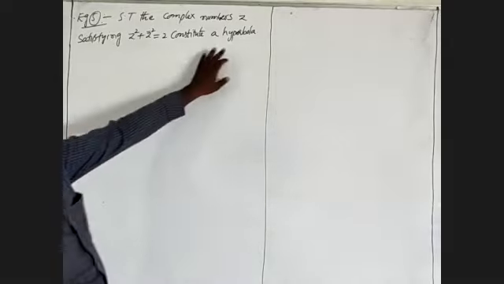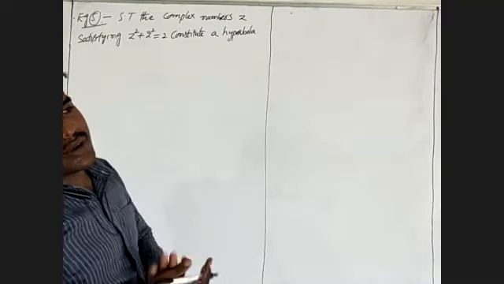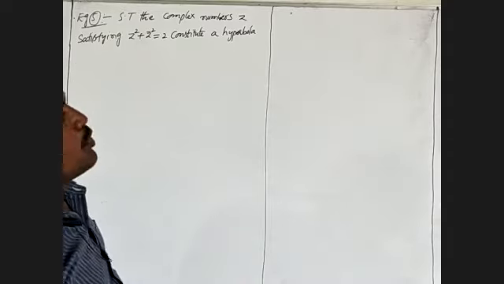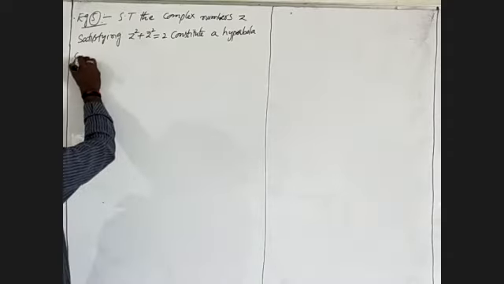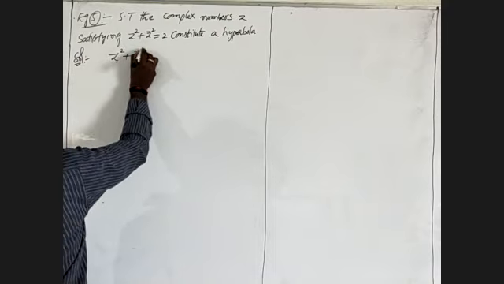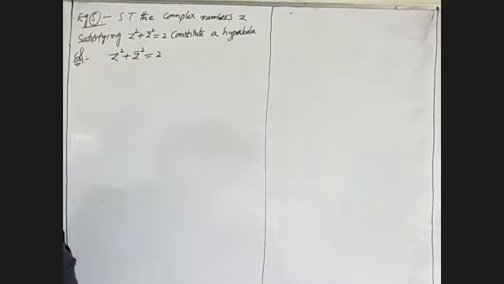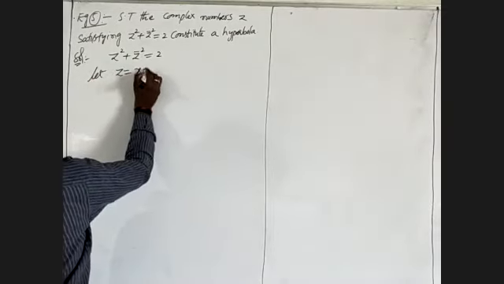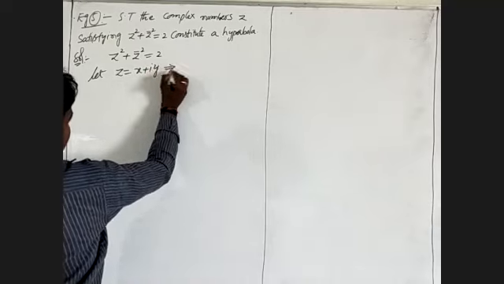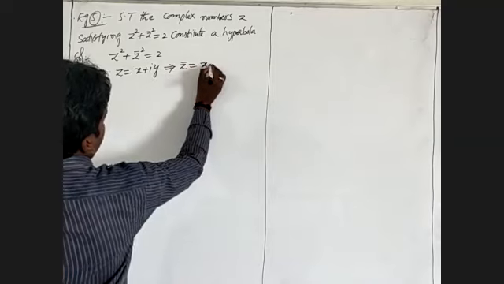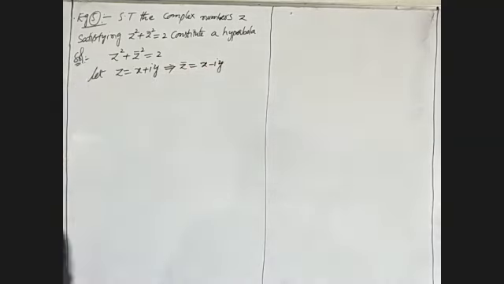What is nothing but a hyperbola means? Where x square minus y square will become 1, then this is a hyperbolic equation. First I will write the given complex number, that is z square plus z bar square is nothing but 2. Let z is nothing but x plus iy, then the conjugate of z, z bar, is nothing but x minus iy.